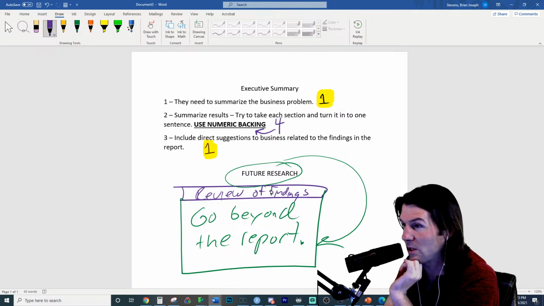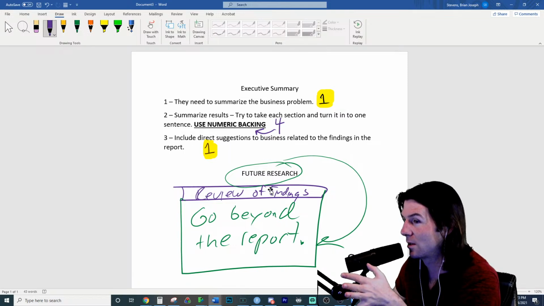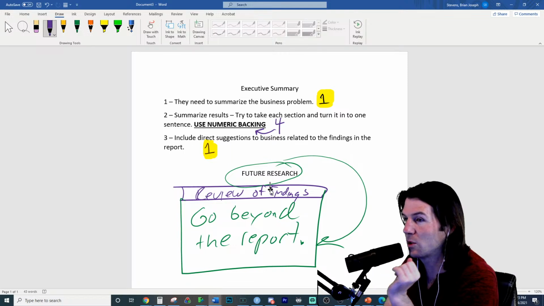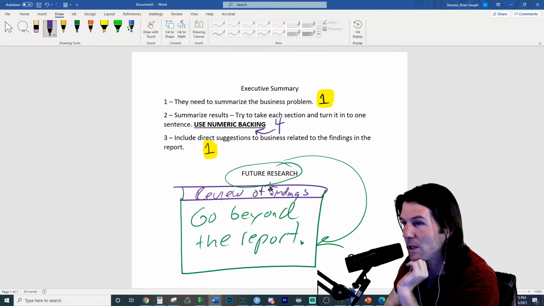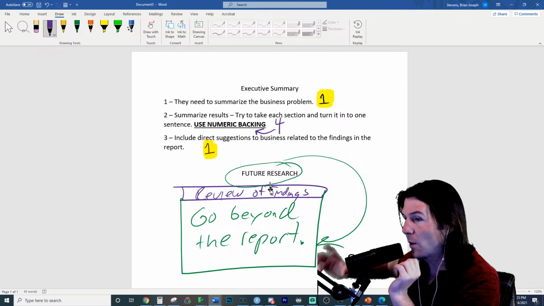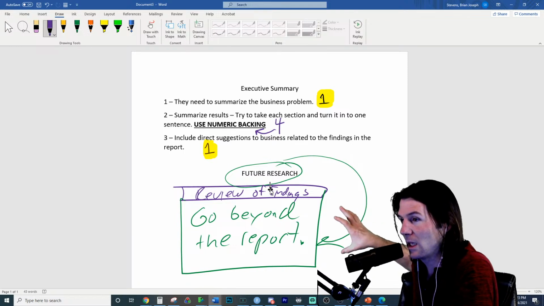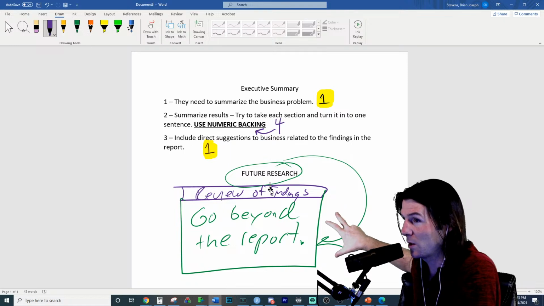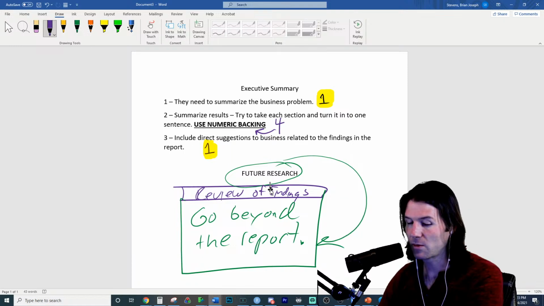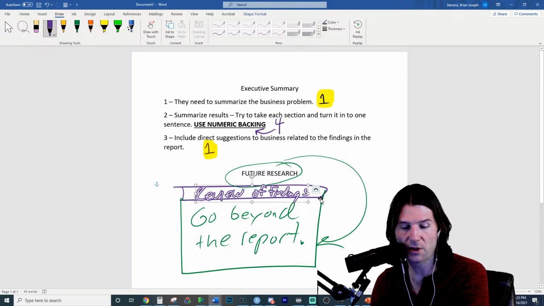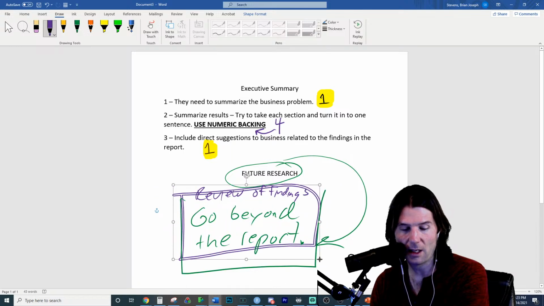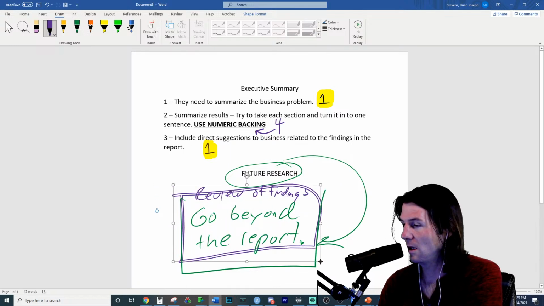The goal of future research is to talk about future research. So the main focus in future research should be things that go beyond the report, because it's future research. Unfortunately, sometimes I see the reverse, where people have the majority of it being a review of findings, and then we don't see future research.